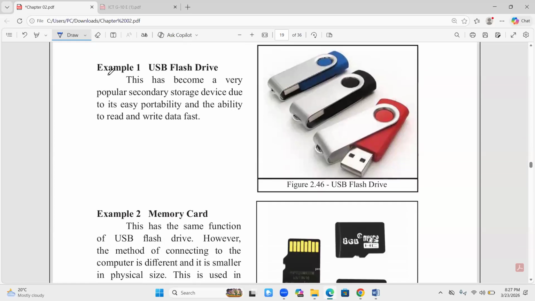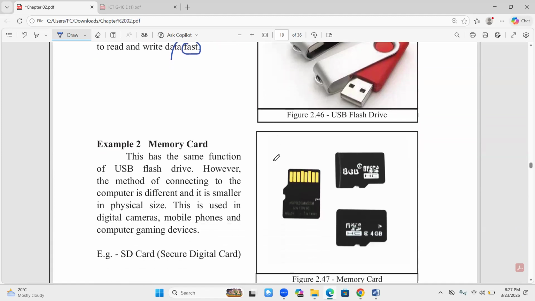The first example for the solid state device is the USB flash drive, the pen drives. The technical name of this device is flash drive. This one is a portable memory device, and it's very easy to carry. And also we can use this flash drive to read and write data faster than other devices.